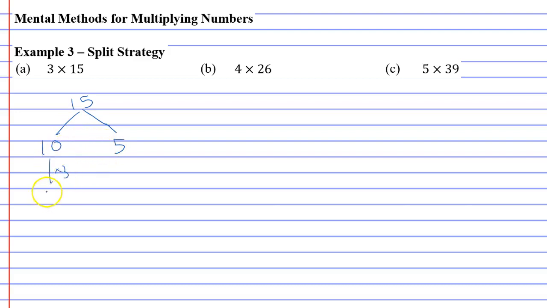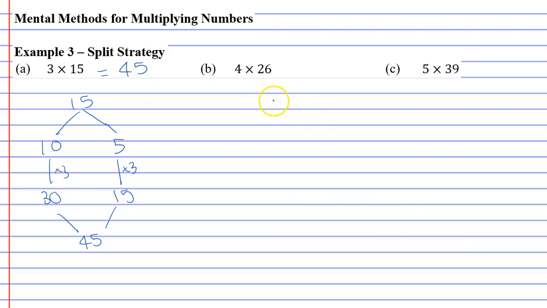And we're going to multiply each of these numbers by 3. So 10 times 3 is 30, and 5 times 3 is 15. Now that we've figured out what 10 times 3 is and 5 times 3 is, we then put the numbers back together. 30 plus 15 is 45. Okay, so 3 times 15 is 45.